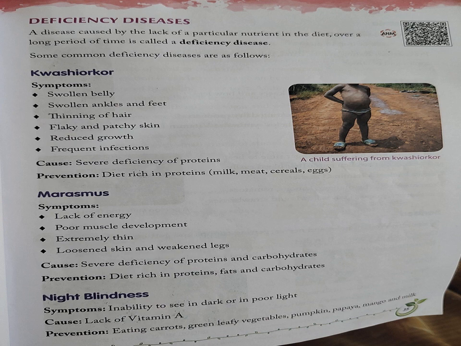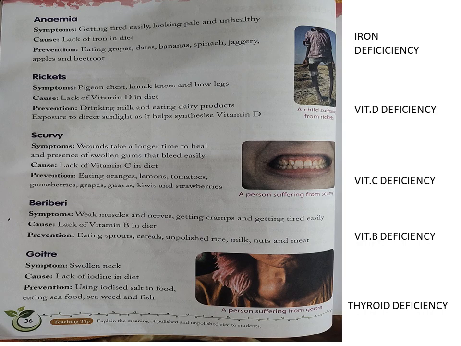Marasmus you see mainly in those living in slum areas. Kwashiorkor also you will mainly see in those living in slum areas. If you visit any slum areas in your lifetime, in the future, you may see many kids suffering from this deficiency of proteins and carbohydrates. So kwashiorkor and marasmus you will see mainly in slum kids. Next is anemia, rickets, scurvy, beriberi, and goiter.